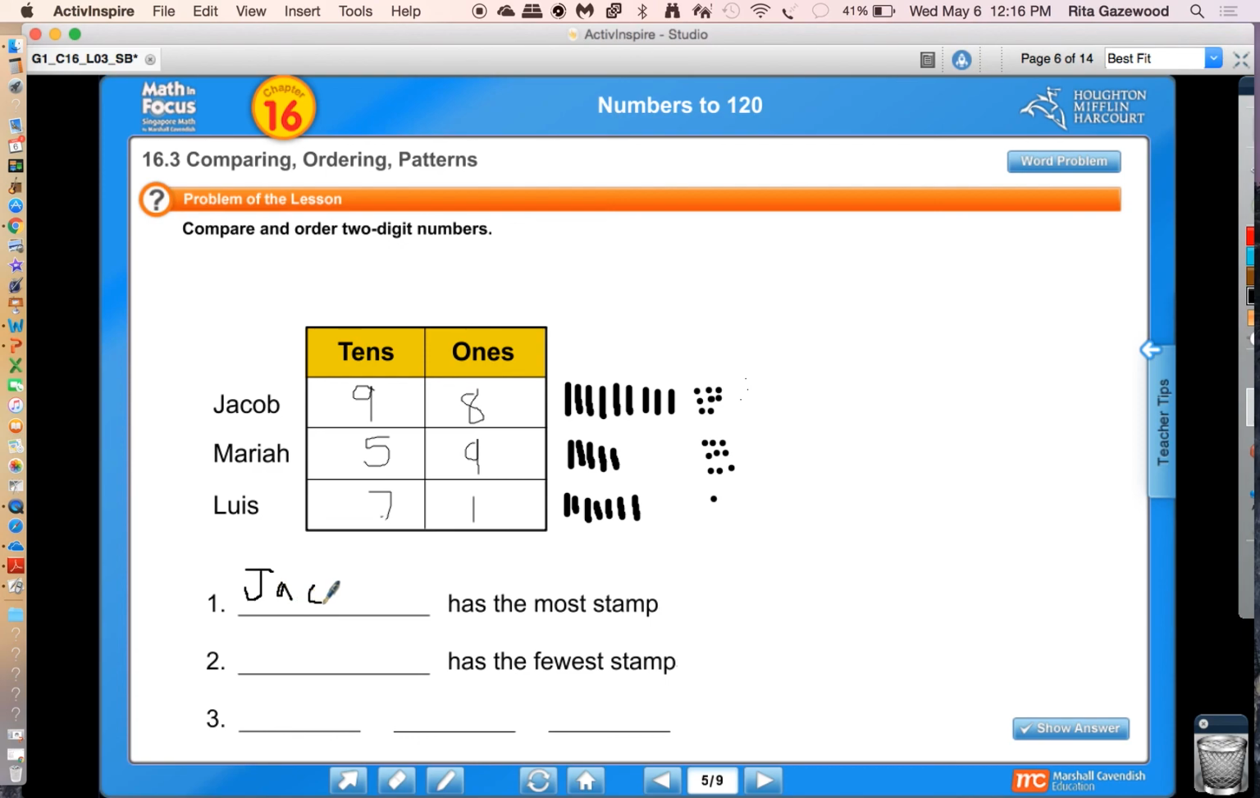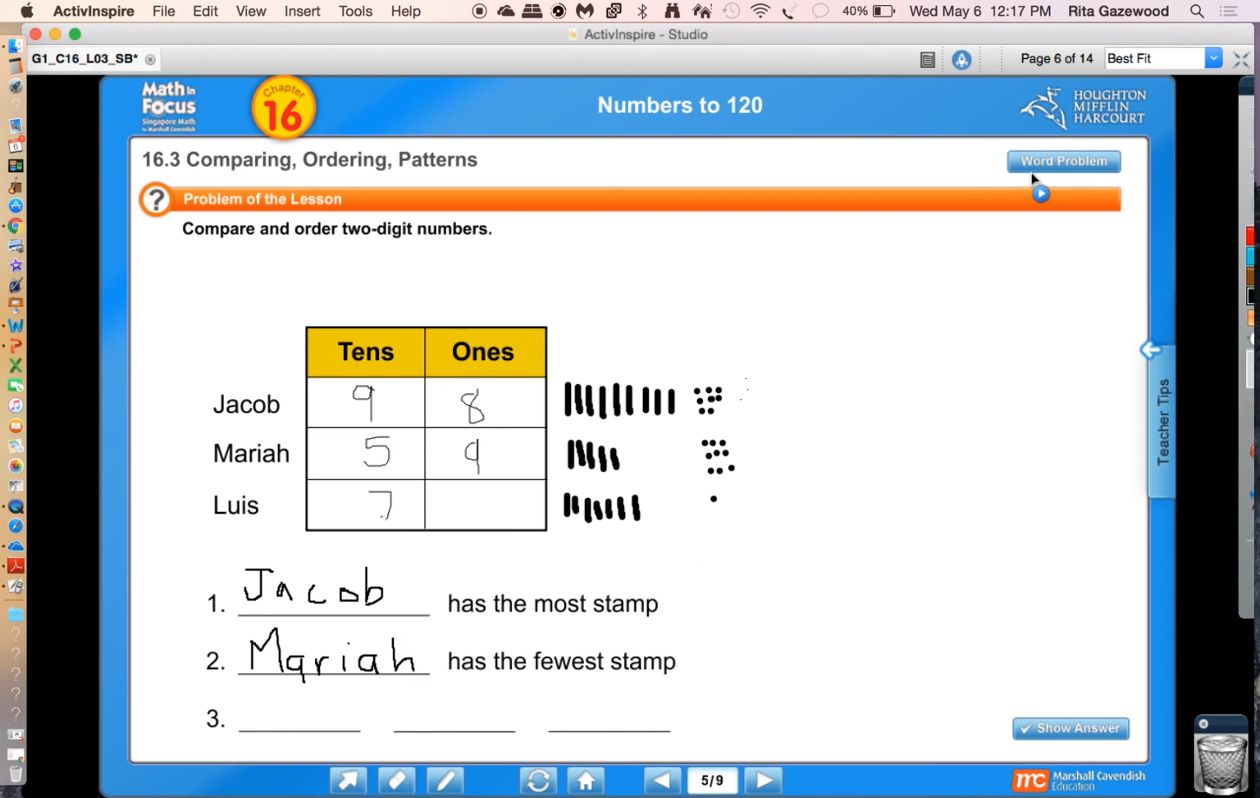The second question says, who has the fewest stamps? So again, I always begin by looking at the tens. Who has the least number of tens? That's right, Mariah. So Mariah has the fewest, or you could say the least, number of stamps. So Mariah has the least, or the fewest. Jacob has the most.